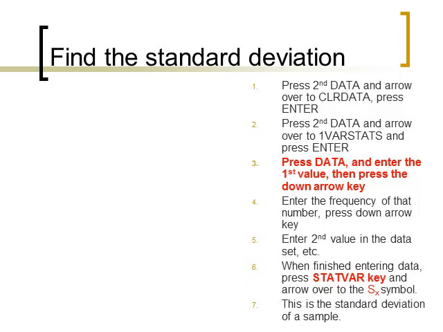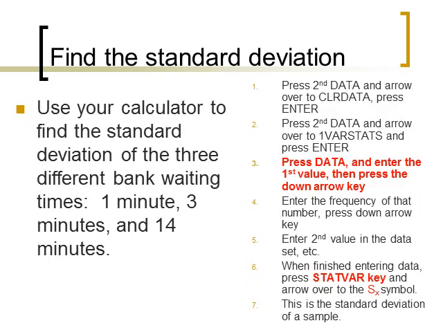To find the standard deviation, we're going to practice with one example. We're going back to the bank wait time examples, and we're going to use the calculator to find the standard deviation of the 3 different bank wait times of 1 minute, 3 minutes, and 14 minutes, to see how much it varies from the mean. Our data is just 3 numbers: 1, 3, and 14. On the right, you see the steps to follow.